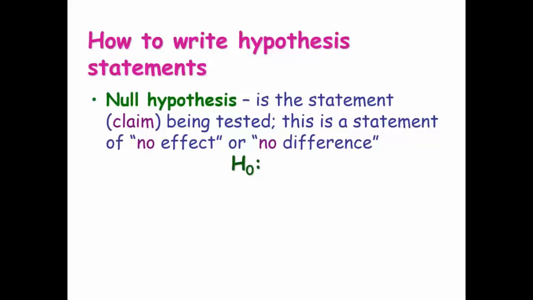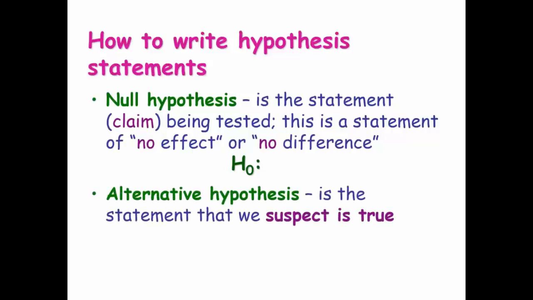And so the symbol for that is H naught. The alternative hypothesis is the reason why we bothered to collect data in the first place. And this is a statement based on something we suspect is going on. And the symbol for that is HA.